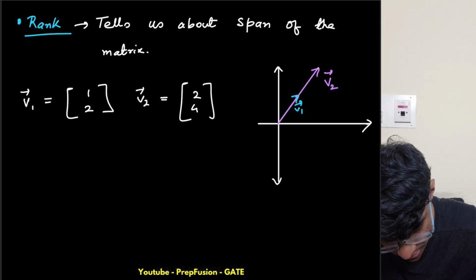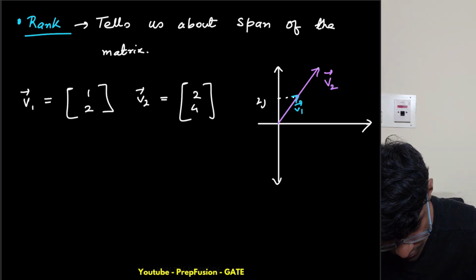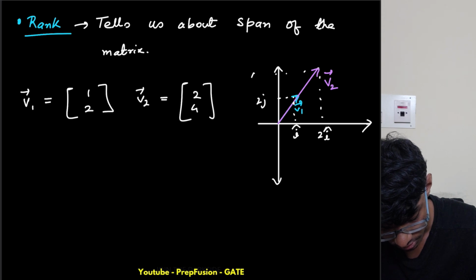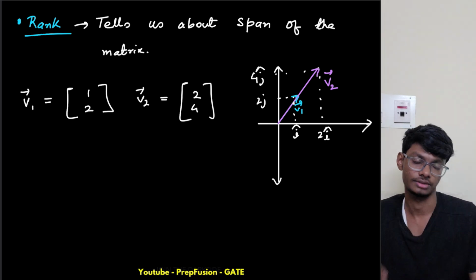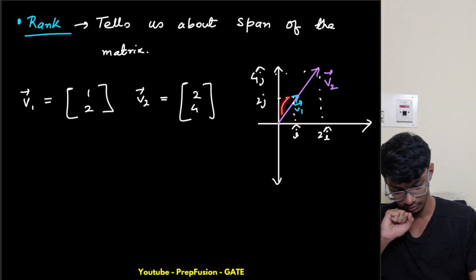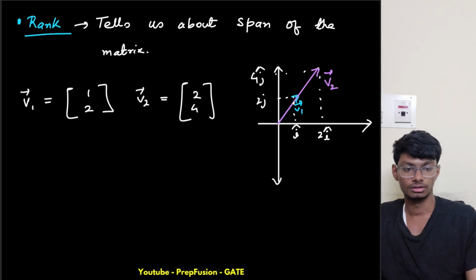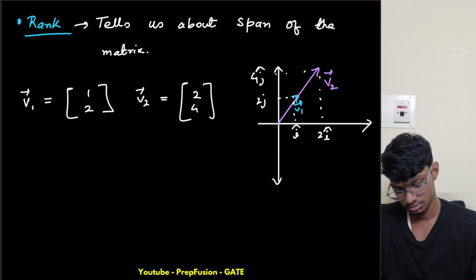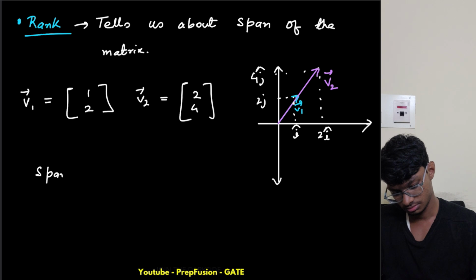So let me write this here. This is 2j, this is i, this is 2i cap, and this is 4j cap. So this is basically V1 and V2. From here, can you tell me the span of V1 and V2?